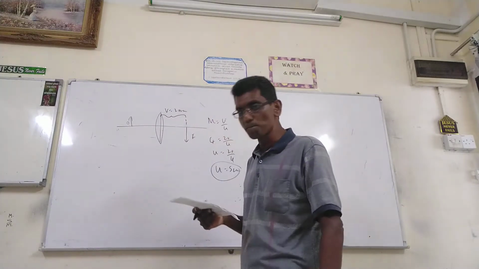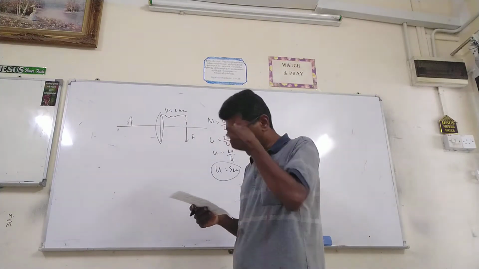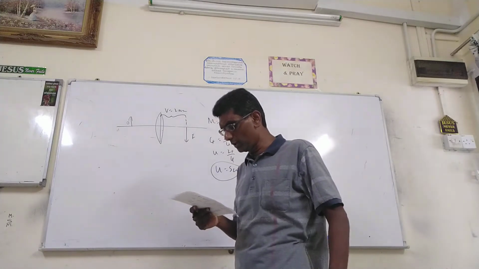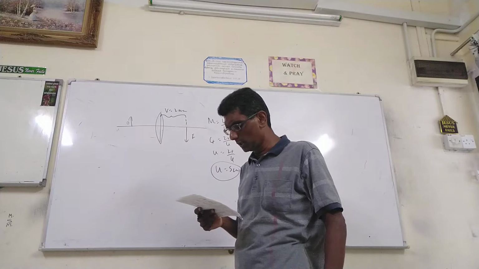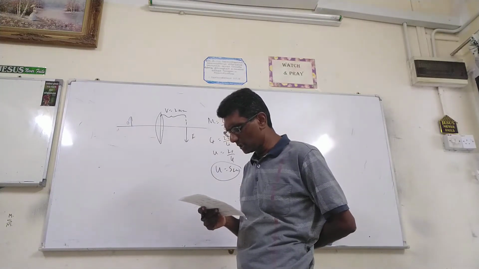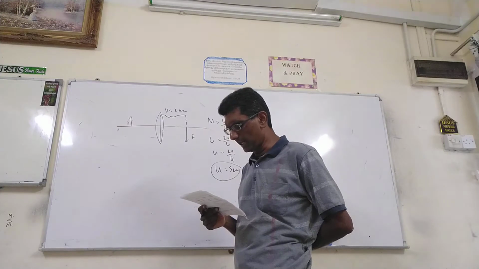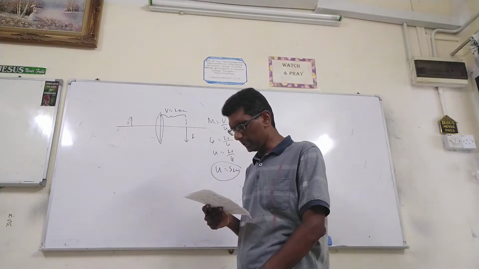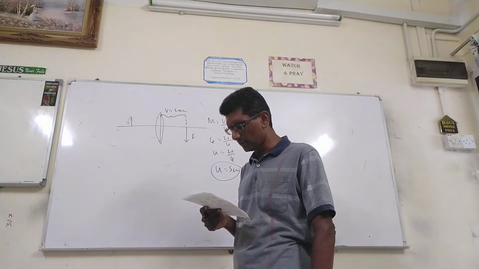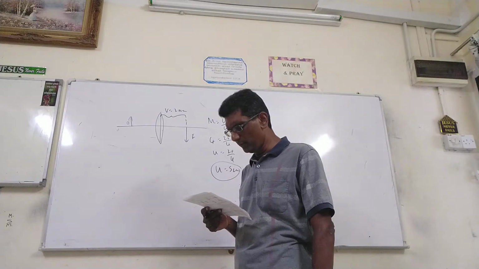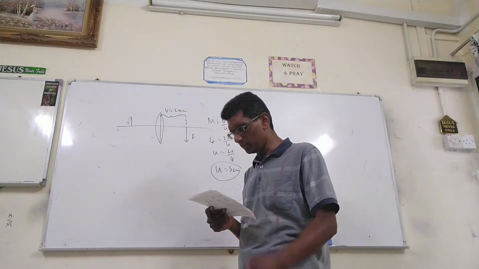Question 9. The magnification of the convex lens is 2. Calculate the distance between the object and the image if the object distance is 8 cm.